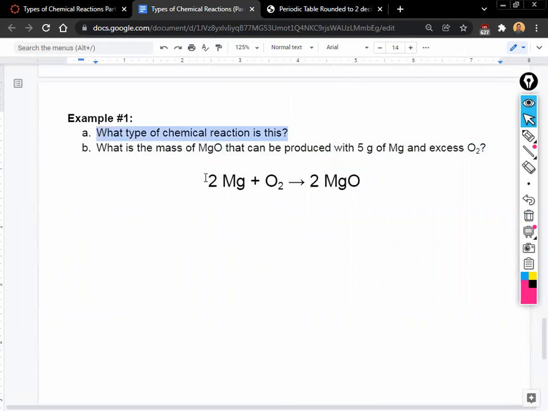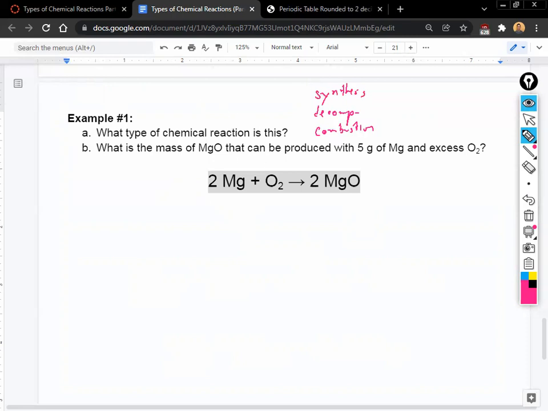So I want you guys to take a look at this chemical equation right here, and I want you to just write down on your paper: is it a synthesis reaction? Is it decomposition? Or is it a combustion reaction? Okay, so just look at the reaction right here. Look at your notes. Try to figure out which one of the three it is, and just write that down. And that's going to be the answer for part A.